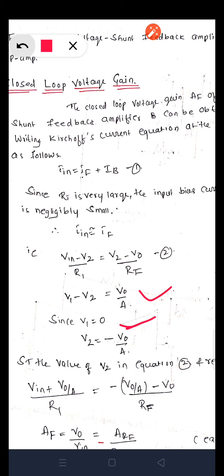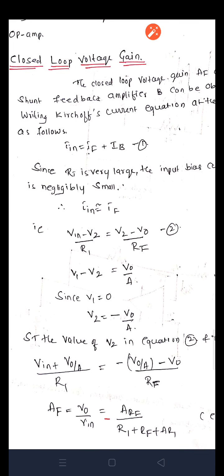Now simplifying this equation and separating out the V0 part, we get the feedback voltage gain, that is V0 by Vin, as minus A into RF divided by R1 plus RF plus A R1. By simplifying the above equation, we get the feedback gain as this.